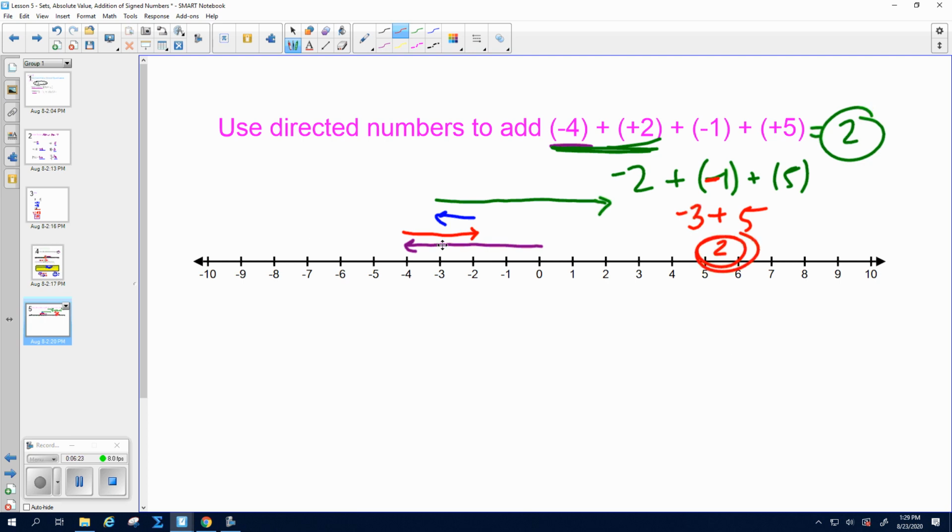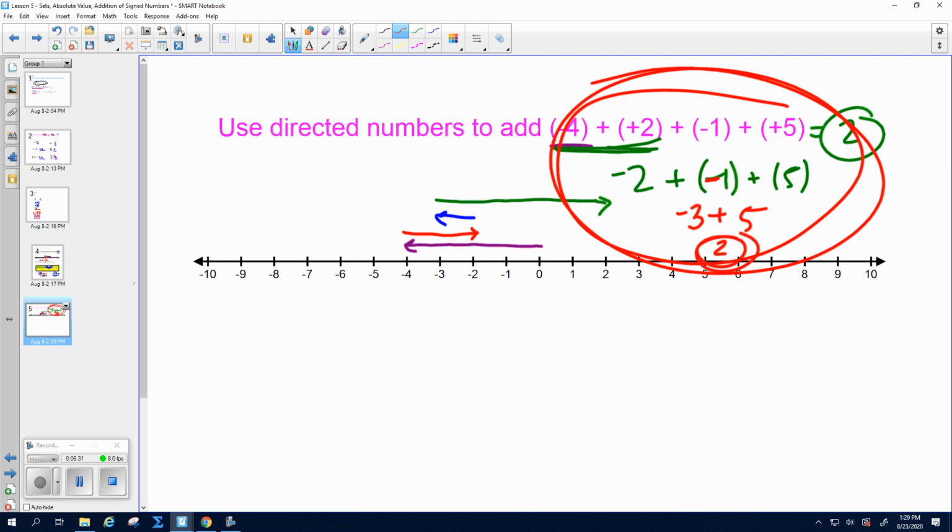Do you have to do this number line on your homework? No. It does tell you to do it in the book. I am okay if you show this work, but show every step where you're adding from left to right.